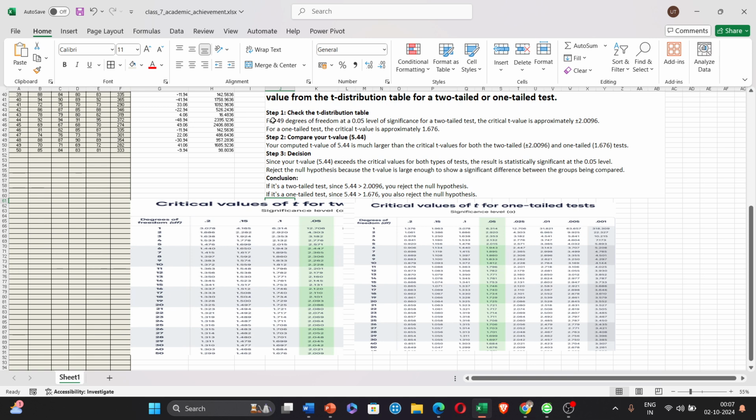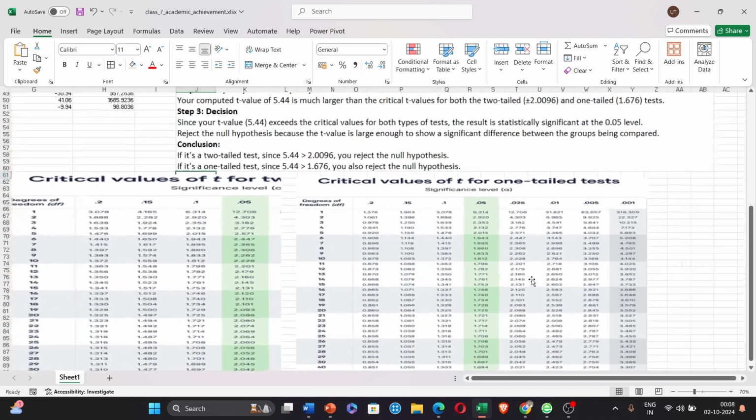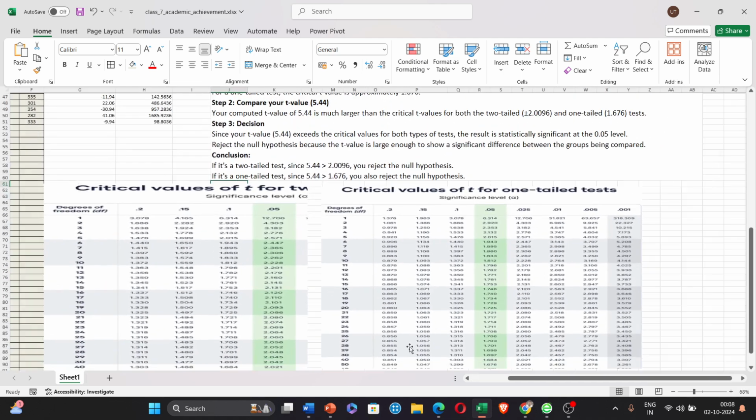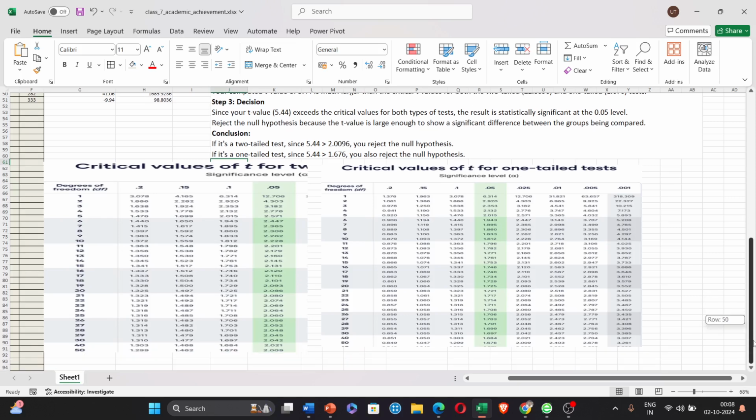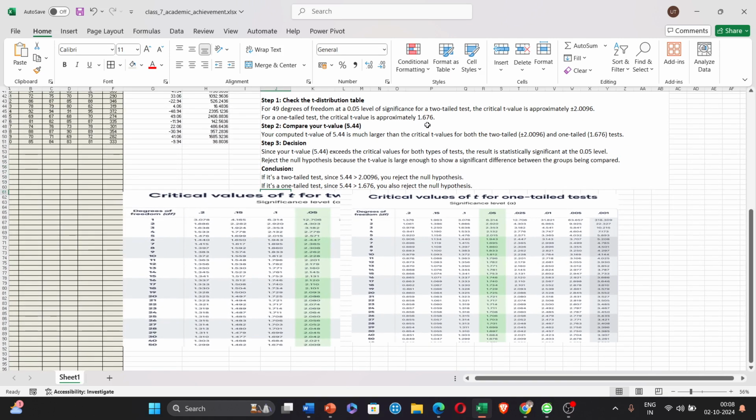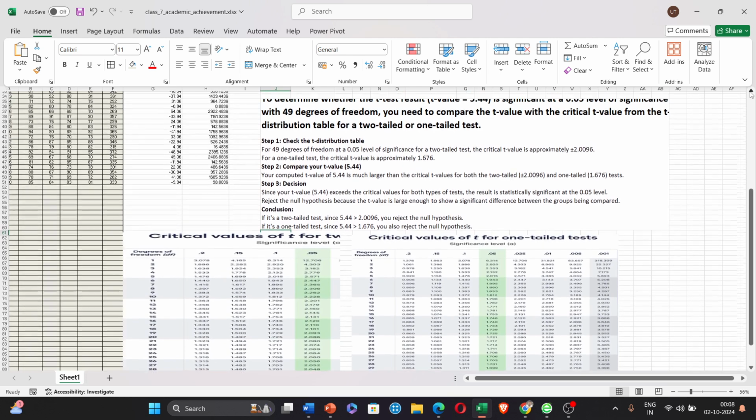So what about 49 degrees of freedom at the 0.05 level, one tail test? What will be the one tail test value? In the one tail test, we go there. This is my 50, 0.05 level, and that is 1.67. So now we have to compare with our t value, which we calculated from the data.